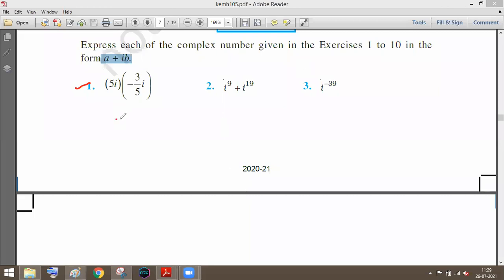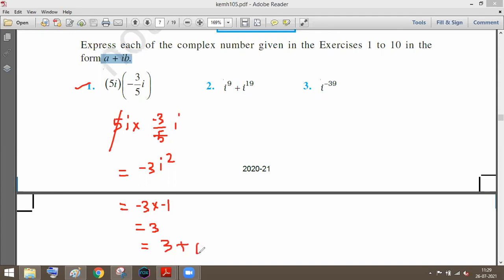So if you solve this, we have 5i into minus 3 by 5 into i. So can we cancel this and this? We'll get minus 3i square. We know that i square is minus 1. So minus 3 into minus 1 is 3. So I can say that this will be equal to 3 plus 0i, because we have to convert it into the form of a plus ib. So we can write 3 equal to 3 plus 0i. Okay.